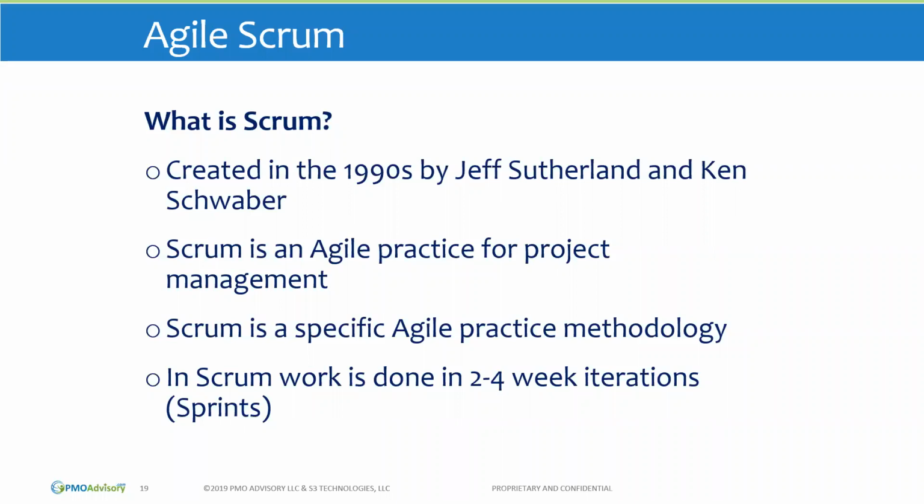Okay, so what is Scrum? It was created in the 1990s by Jeff Sutherland and Ken Schwaber. It's an agile practice for project management. Scrum is one of the most common agile methodologies that's used, and work is done in generally 2 to 4 week iterations. You can do it in a 1 week iteration. It's just not very common.